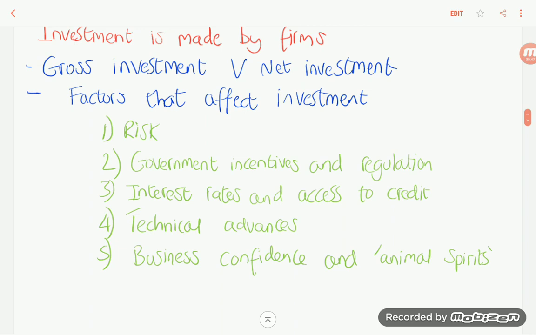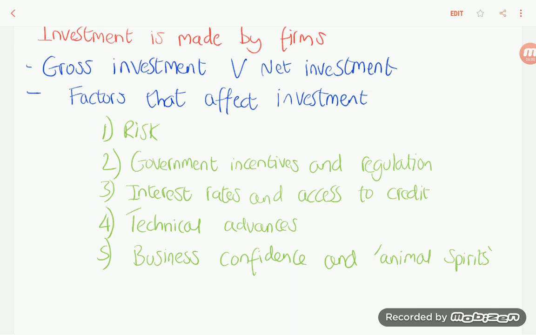So investment is made by firms. Investment is money spent by firms on assets which they'll use to produce goods or services. This includes things such as machinery, computers, and offices. So they buy capital goods, man-made aids to production.